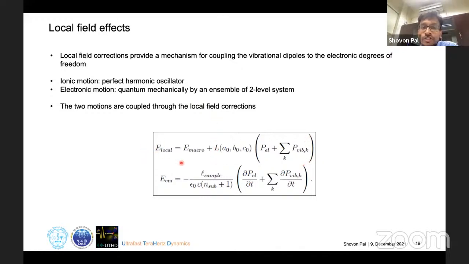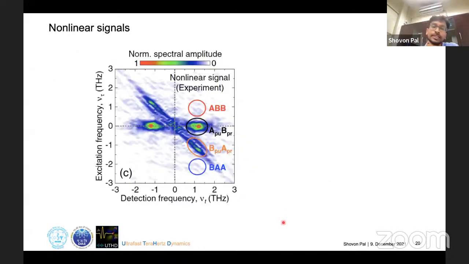The local field is a combination of your incident electric field, so this is the terahertz field, and this coupling term that couples the electronic motion with the ionic motion. The emitted nonlinear field can be written as this rate of change of polarization. The polarization current would lead to different types of nonlinear signal. So this was a very simple model that we used, and that answers question 4. We have a simple hybrid model of the electronic and ionic motion that can explain our nonlinear signals.